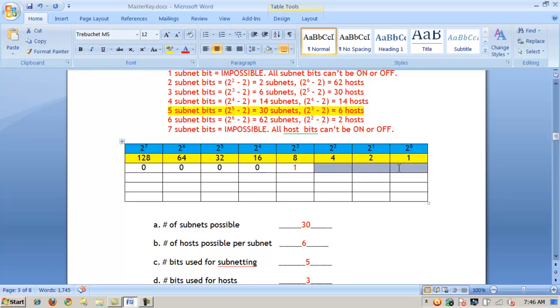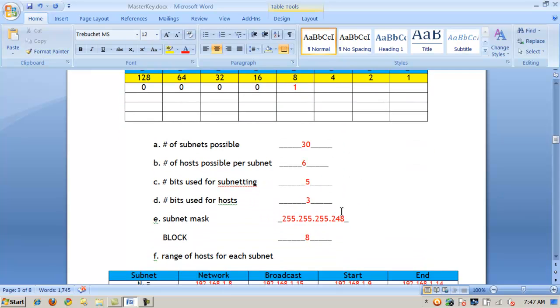That leaves me only 3 left for hosts, and that's what gives me my 6 hosts. Notice the lowest bit in the byte table is 8 here, so 8 is my block. Alright, and if I were to add all these up, 128, 64, 32, 16, and 8, that's going to give me my subnet mask, which is 248.